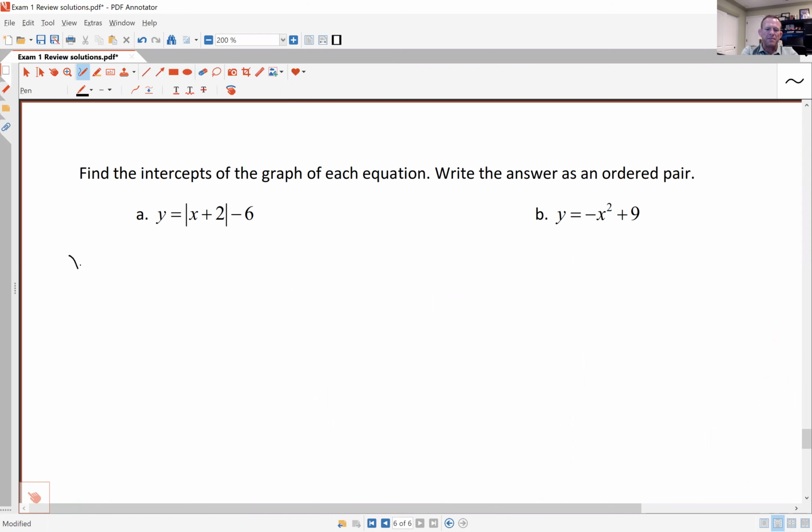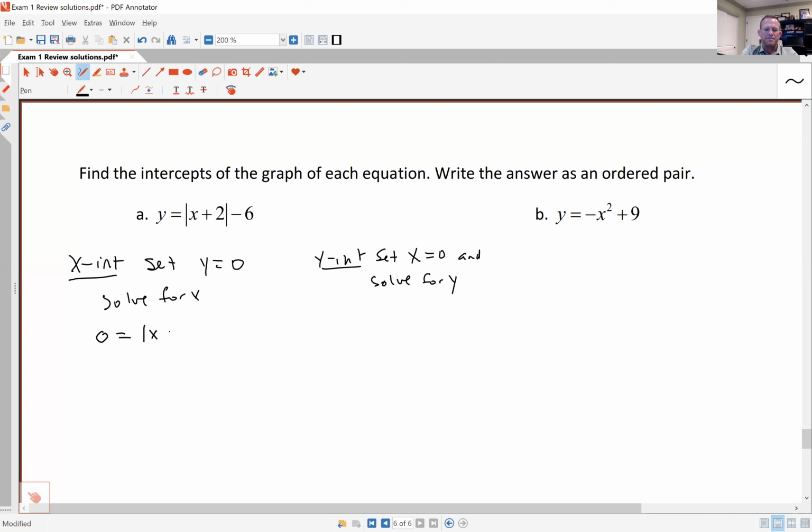The x-intercept, we always set y equal to 0 and solve for x. The y-intercept, we set x equal to 0 and solve for y. Setting y equal to 0 and solving for x, this is an absolute value equation, so we add 6 to both sides.